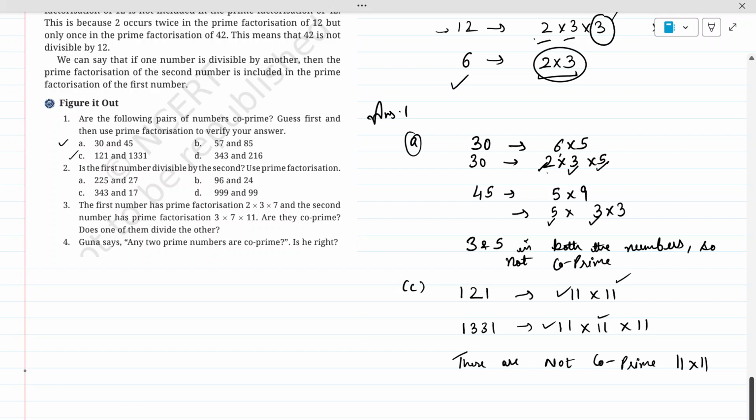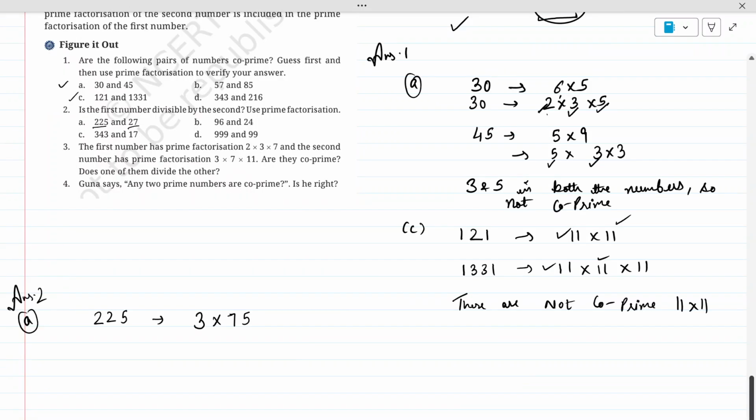So the first part of the second question here is: is the first number divisible by the second? We have to see using the prime factorization. So how are we going to do this? 225, I can write as 3 multiplied by 75. And then I can further break this 75 as 3 and again 3 and 25. So these are the prime factors of 225.